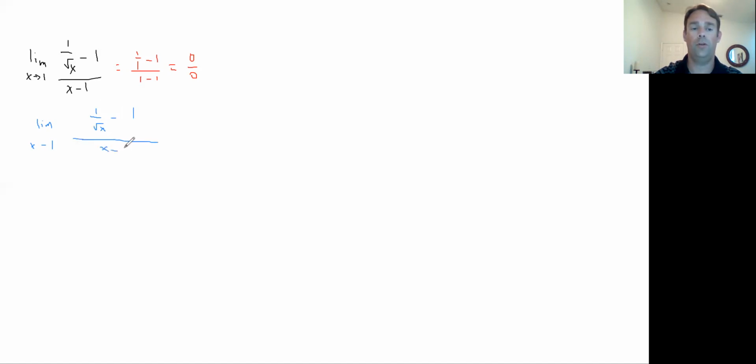Got an x minus 1 there. And remember, it's the same thing as over 1 and over 1. So I'm going to multiply everybody by root x. Since I only got one denominator, that's not a big deal. I'll just multiply everybody by root x. And when I do that, I end up with 1 minus root x all over root x and x minus 1.